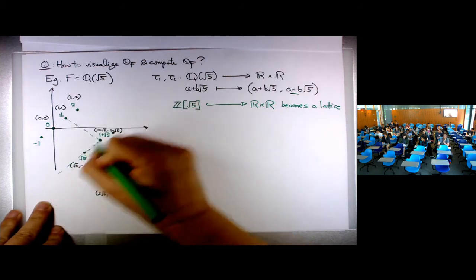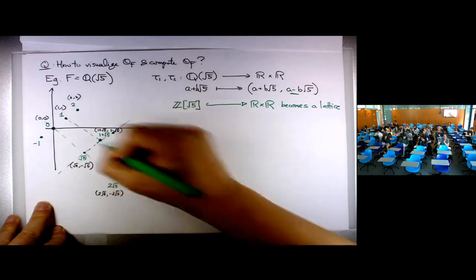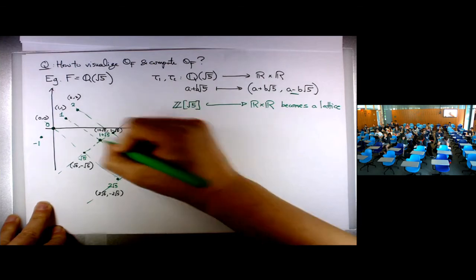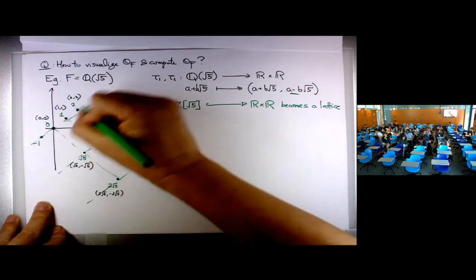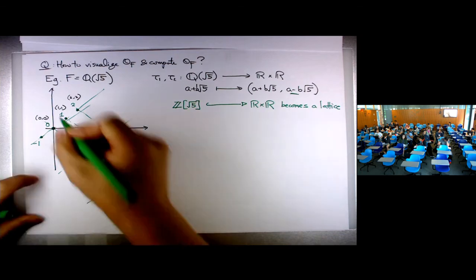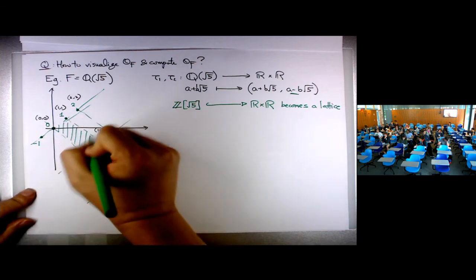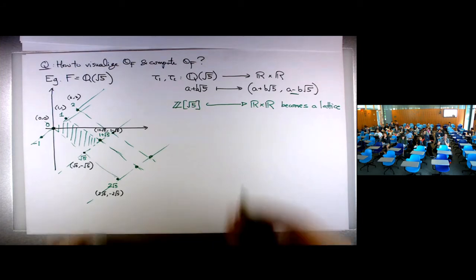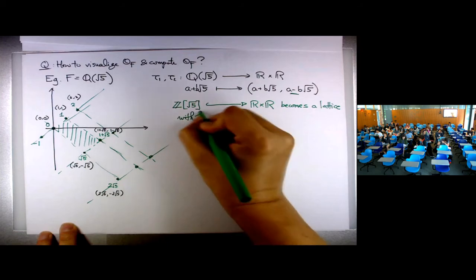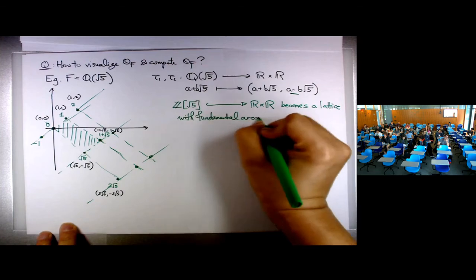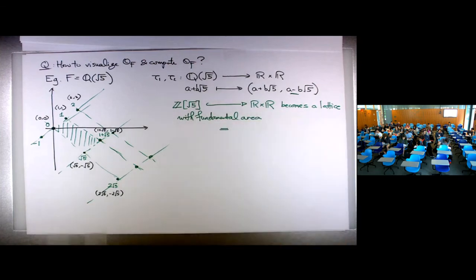I don't know how to draw this. Roughly get some sort of lattice here. Okay. You get some sort of lattice. And of course, for a lattice, you can ask what's the area of each of the, it's called the fundamental area. What's the fundamental area? In this case, what is it equal to? Well, I guess you can check.